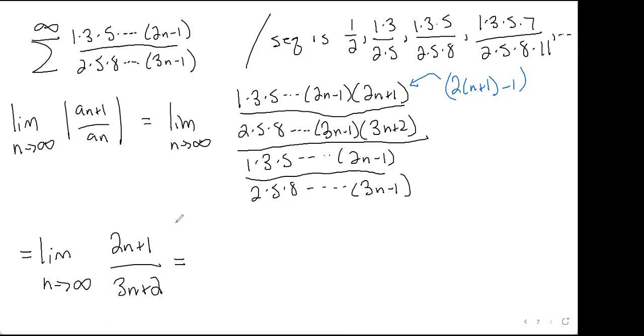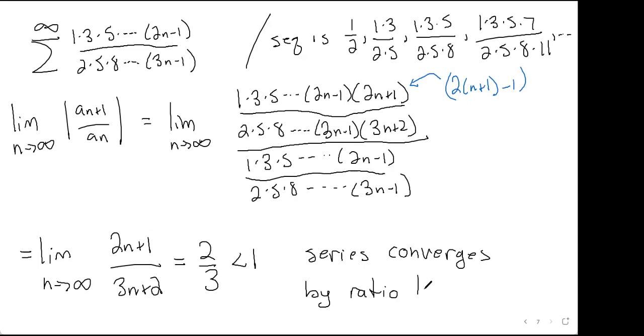And this is thankfully sort of nice. The powers match, it's just an n. So we take the fraction from the coefficients to get 2/3. And then we get to say that's less than 1. So this series converges by the ratio test.